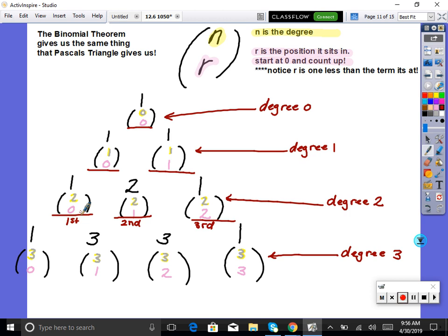Is R always 0? Okay, but good try. Well, yes. Here's the first term. I know you got this, guys. I'm not coming up with some big complicated thing here.